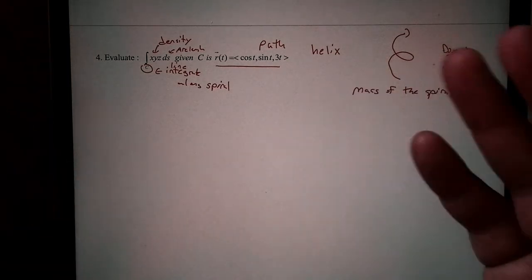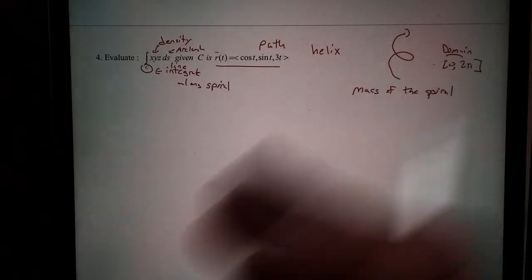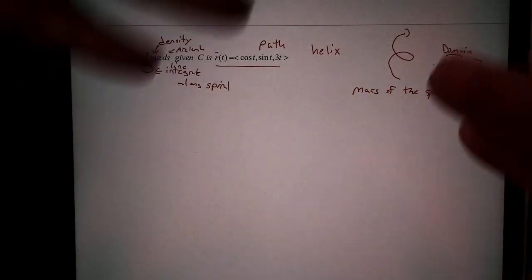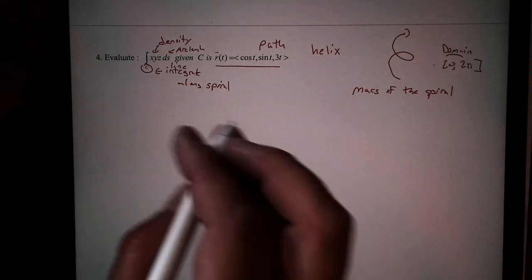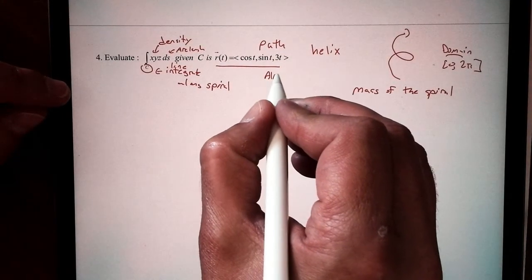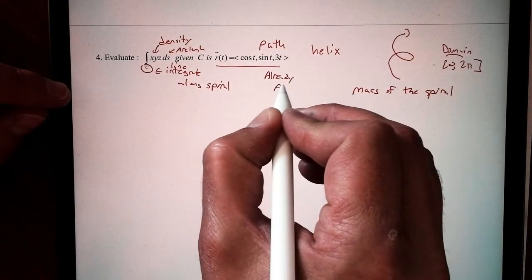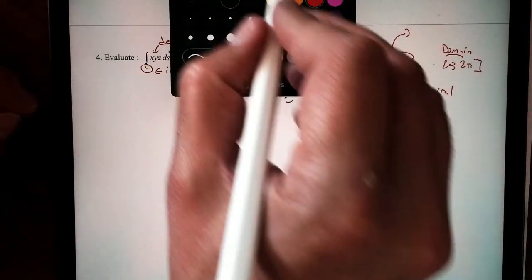This could be a wire as it's going on. It could be electrical flow, current through a wire in physics. So this has a lot of really good applications for us. Now, the good news is our path is already parametric. Yay, us. We should be happy about that. So let's go and do this.